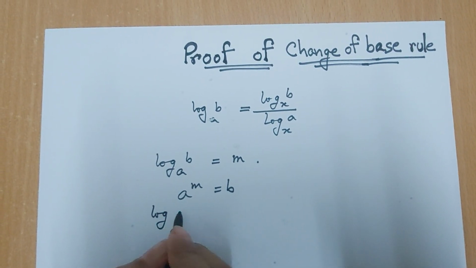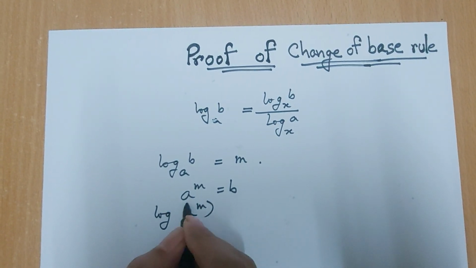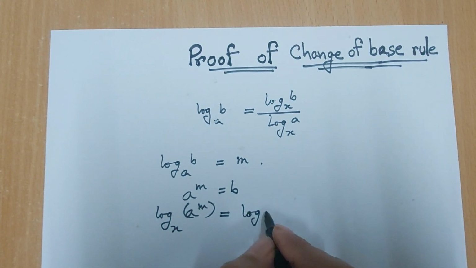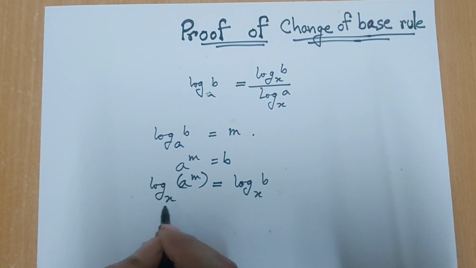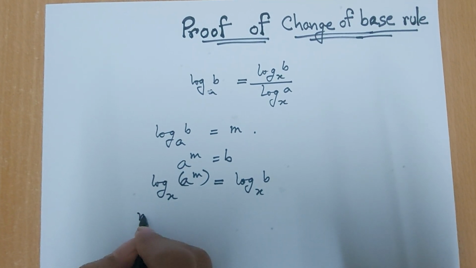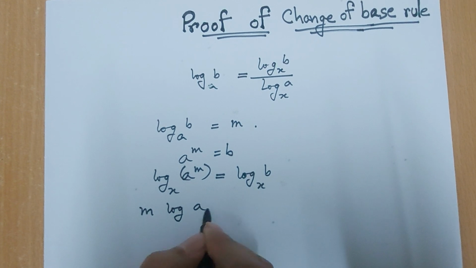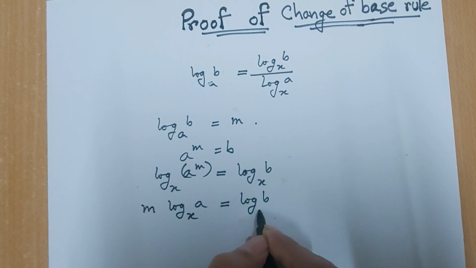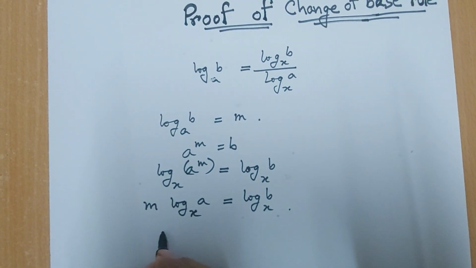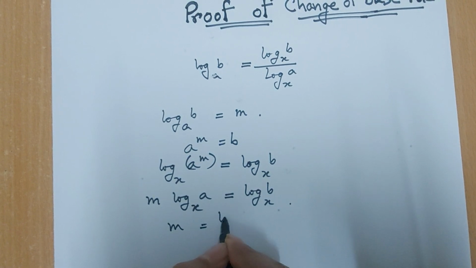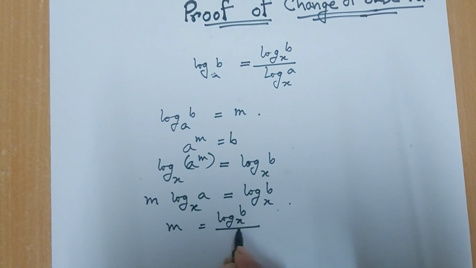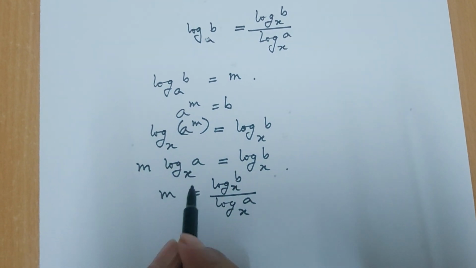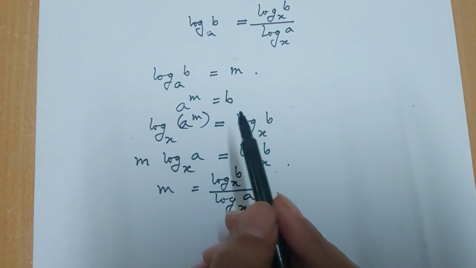Now it will be log a power m to the base x equal to log b to the base x. Now applying the power rule, we can write m times log a to the base x equal to log b to the base x. So naturally m equal to log b to the base x over log a to the base x. But we took log b to the base a equal to m.